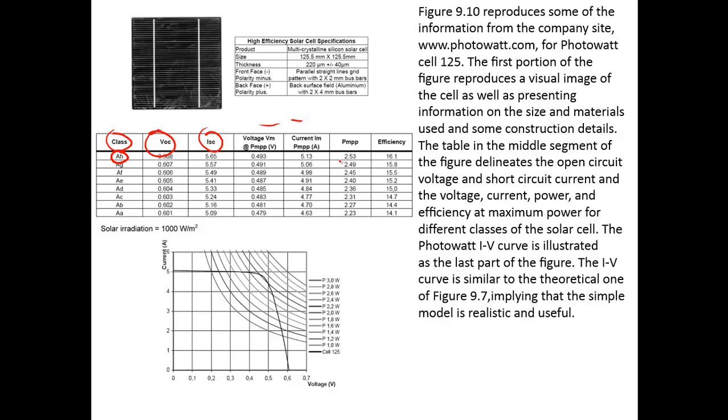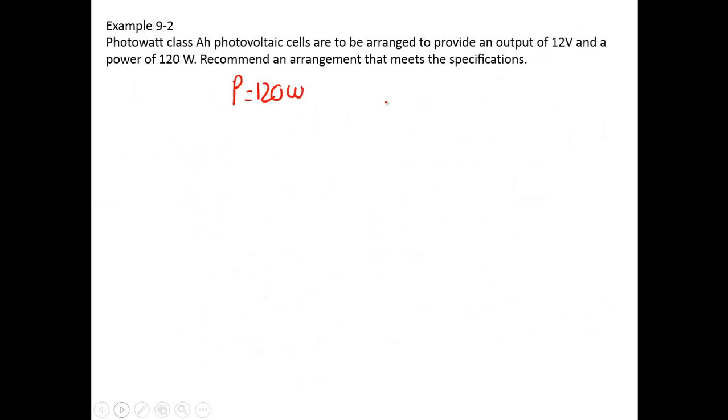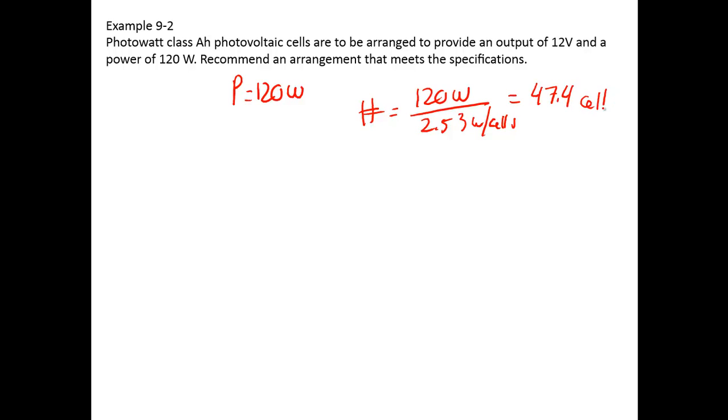I should see that this particular cell produces 2.53 watts per cell. So I want to be able to use that to find the number of cells that I need. First off, the number of cells is going to be the total power that I need divided by the wattage per cell. So I need, in this case, 47.4 cells.